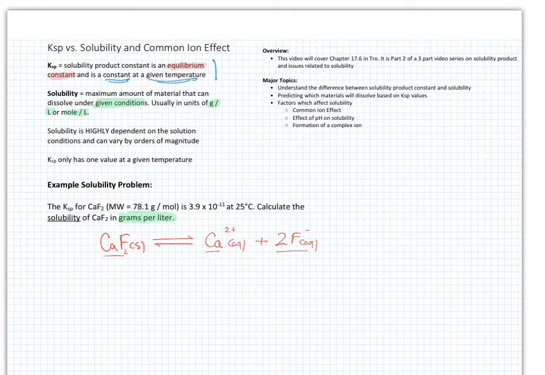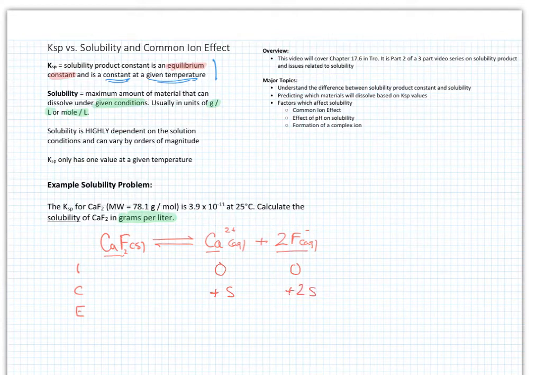And then we're going to set up an ICE table. We're not concerned with the solid in this equation because that doesn't get included in KSP, but we are definitely concerned with these ions. So in my ICE table, I'm going to have 0 of calcium to begin with, 0 of fluoride to begin with, and TRO uses S, so we'll just be consistent with TRO. So this is going to go up by S. This one is going to go up by 2S.